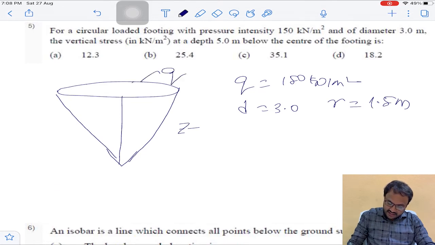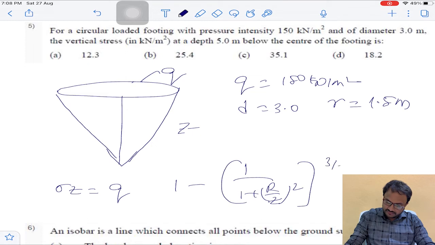Now sigma Z at any depth Z is equal to Q into 1 minus 1 by (1 plus (R by Z) whole square) whole power 3 by 2. So now substitute the values in the equation.